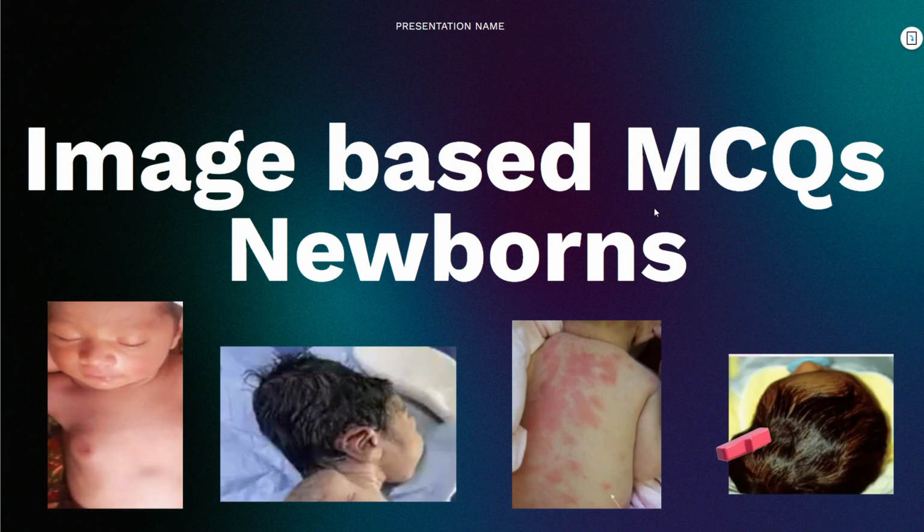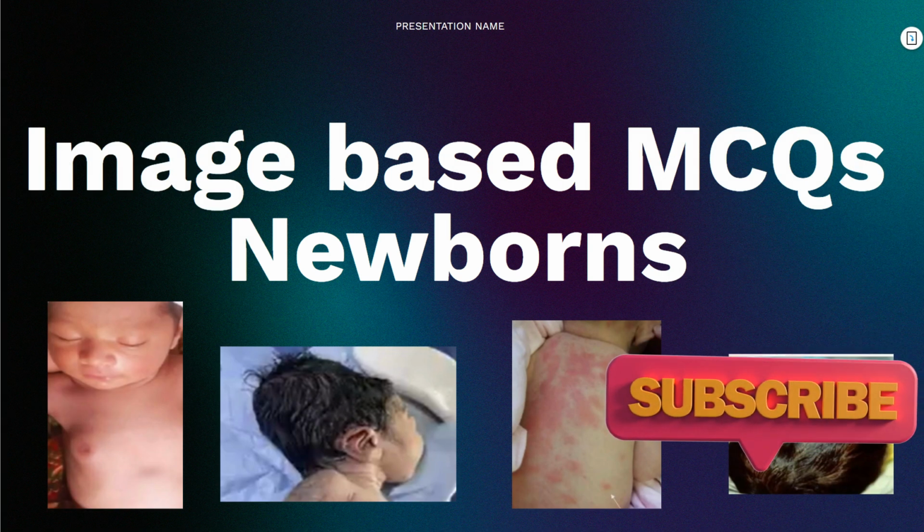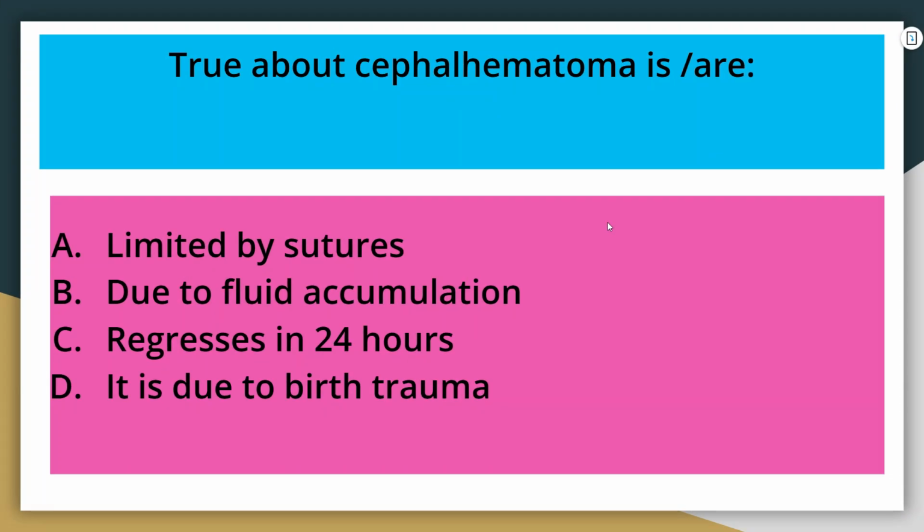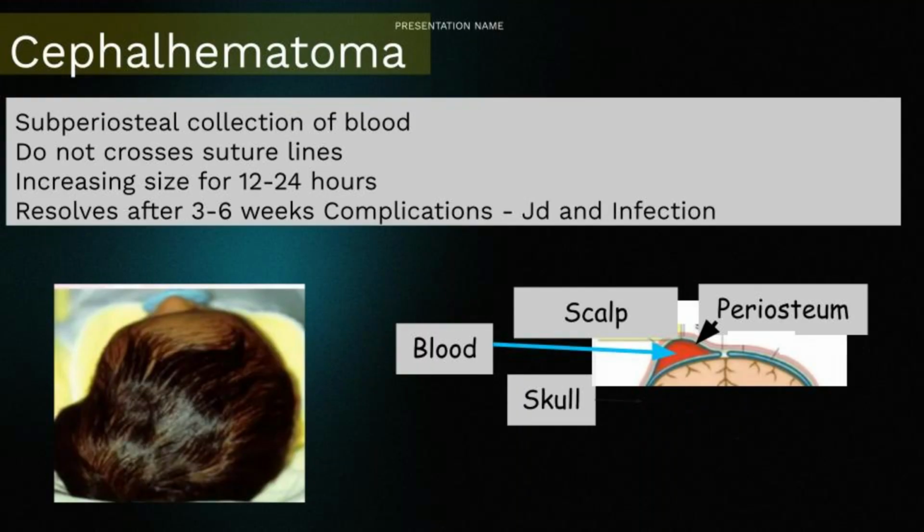In today's video, we are going to learn image-based multiple choice questions related to the normal newborn. The question is: what is true about cephalhematoma? We can select multiple answers from the question. The options are: limited by sutures, it is due to fluid collection, it regresses in 24 hours, or it is due to birth trauma. So let's look at the cephalhematoma.